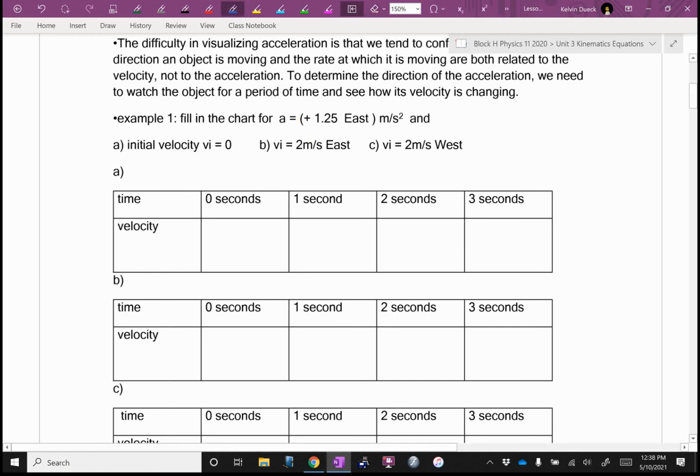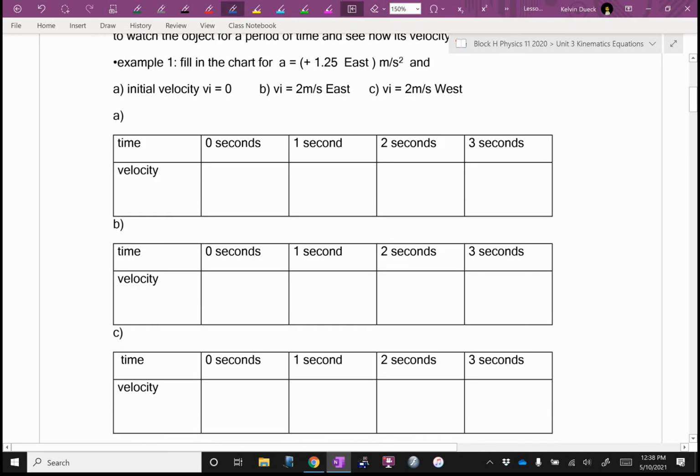Okay. And what I'm going to give you is three different situations where we have three different initial velocities. We're going to gradually get more complicated. So situation A, our initial velocity is 0 meters per second. We're accelerating at positive 1.25 meters per second squared. Here's what that means. That means every second, my velocity is gaining positive 1.25 meters per second.